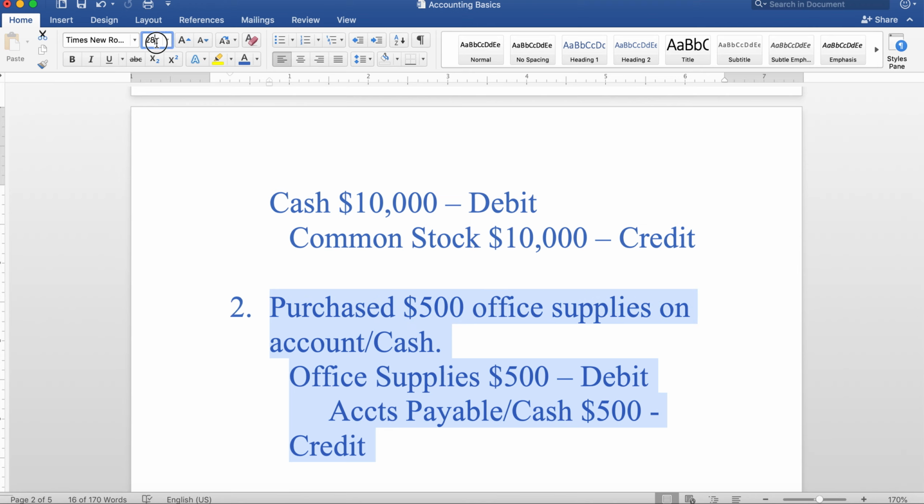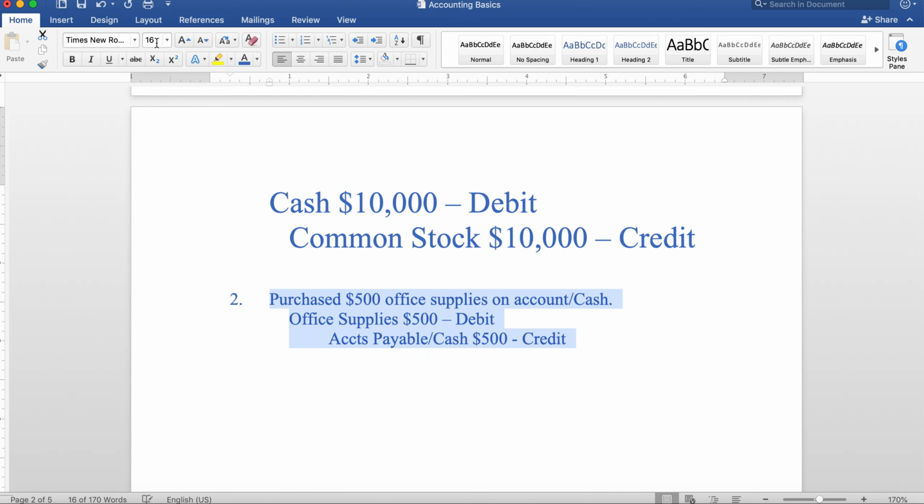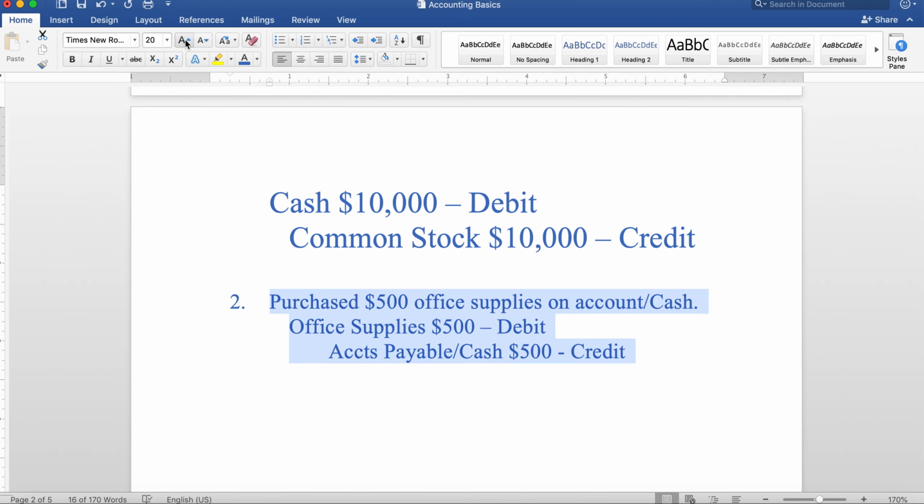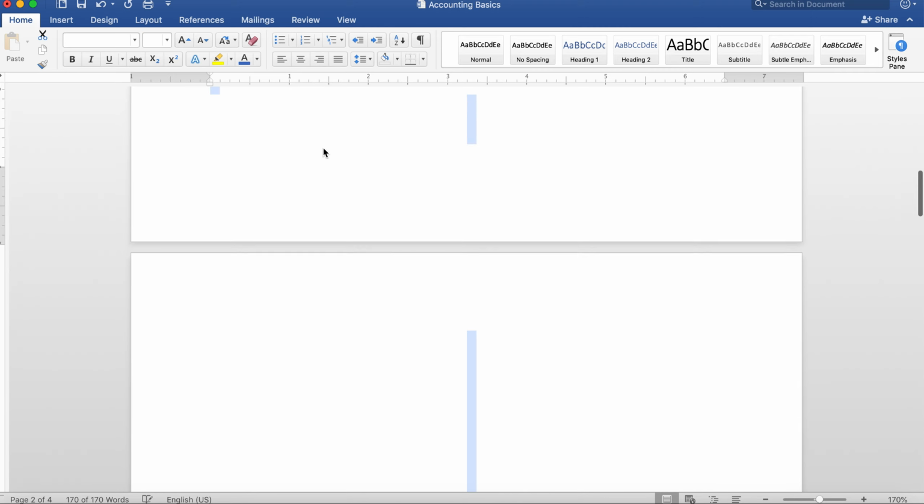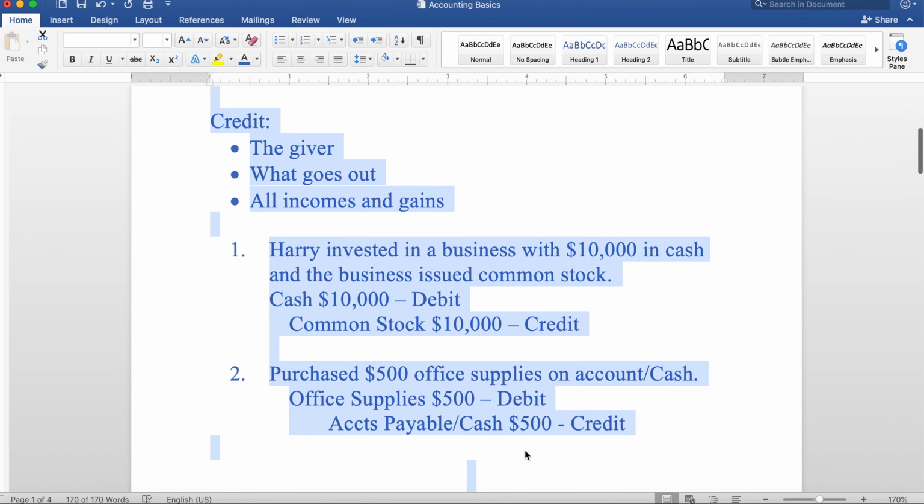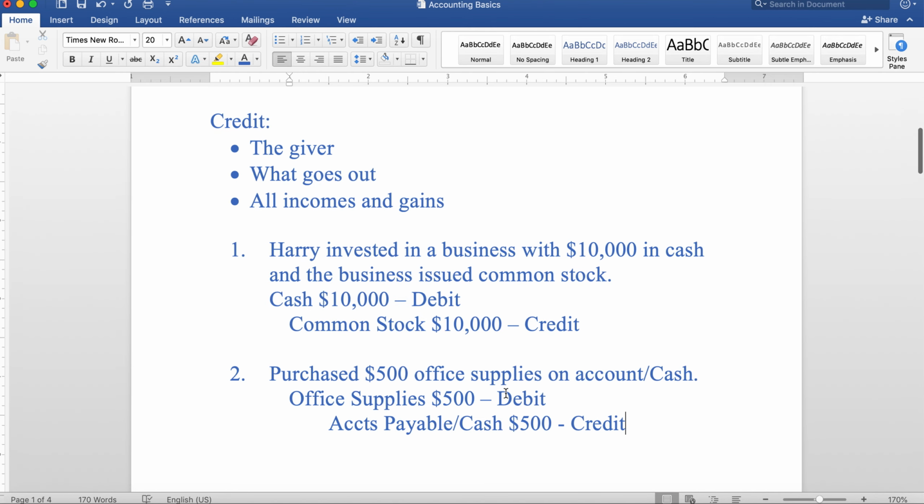Decrease the font so that you can see. 16. Oops, let me increase. Okay, now it's better. 20. Yeah, it's better now. Purchase $500 office supplies on account or cash. So if it says on account, it will be accounts payable, and if it says by cash, then since cash went out, cash will be the credit.